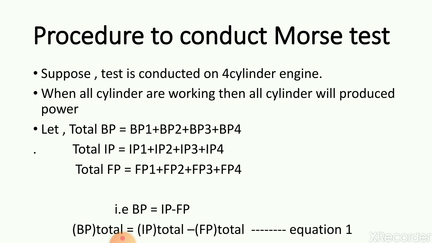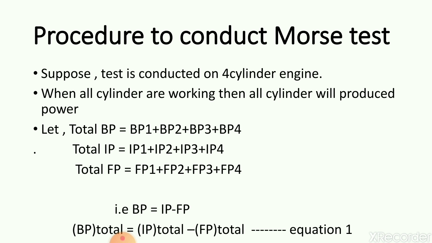Again, the total frictional power is nothing but the summation of all the frictional powers of each cylinder. Here we will assume that the frictional power is constant. So if you make any changes, or if you make any cylinder inoperative, in all those cases the frictional power is assumed to be constant.